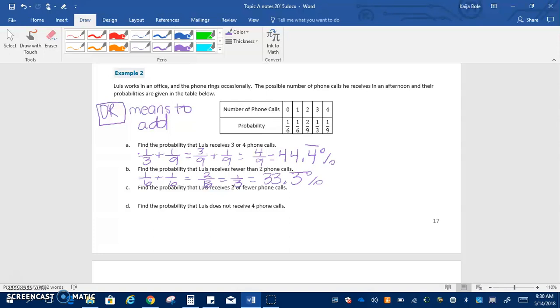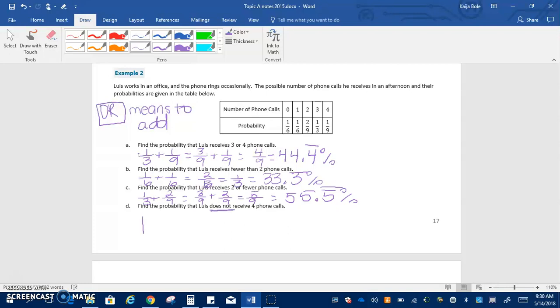C says find the probability that Luis receives 2 or fewer phone calls. So now we're going to take that 1/3 from above plus the probability of getting 2 phone calls, which was 2/9. So if we need to add those, we need a common denominator. So we would have 3/9 plus 2/9, and this equals 5/9. When you divide that, you get 55.5 repeating percent.